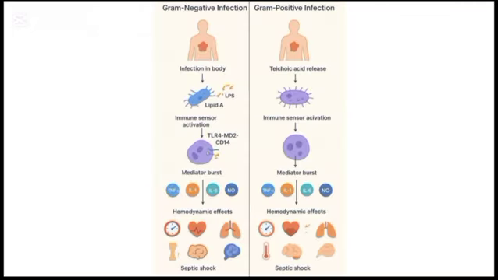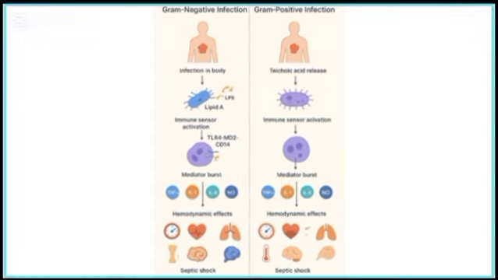This is the comparison of the sequence of events that lead to septic shock in both gram-negative and gram-positive bacterial infection. We have already discussed in detail the events in gram-negative bacterial infections that lead to hemodynamic effects and ultimately septic shock. However, in gram-positive infection, teichoic acid release causes immune sensor activation like toll-like receptors that lead to a mediator burst, including tumor necrosis factor, interleukin 1, and interleukin 5, that lead to hemodynamic effects in organs like the heart, lungs, brain, and others, which ultimately lead to septic shock.